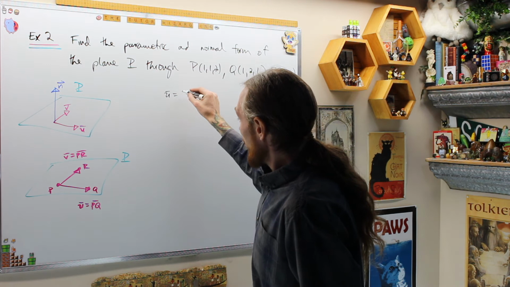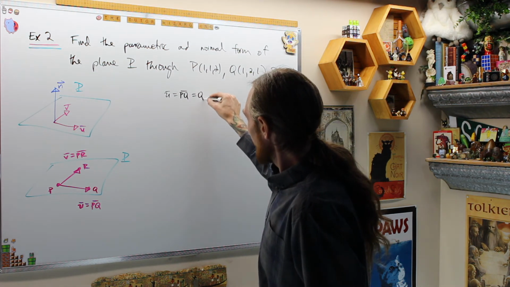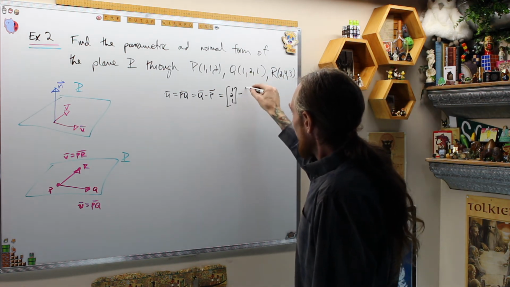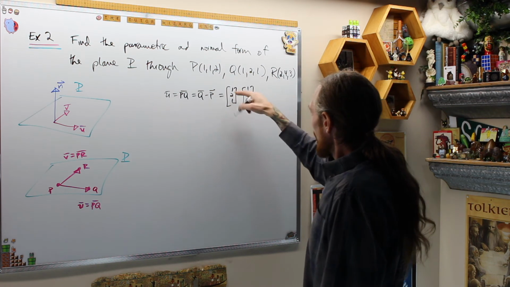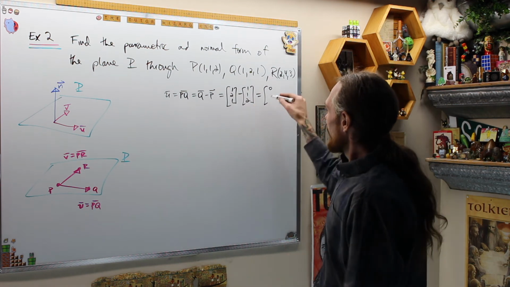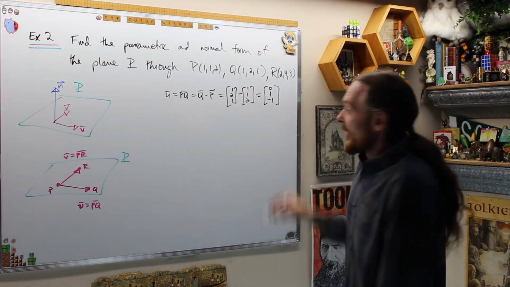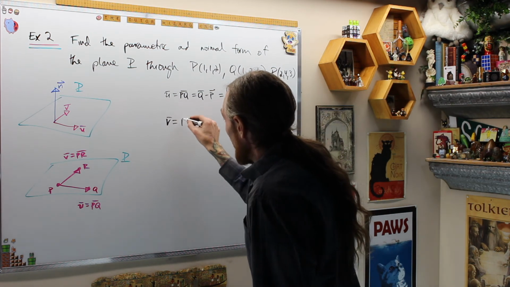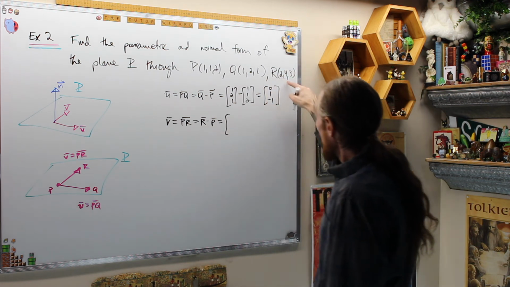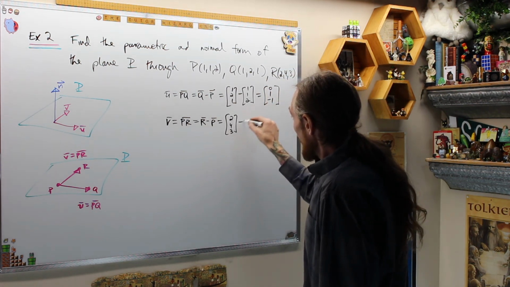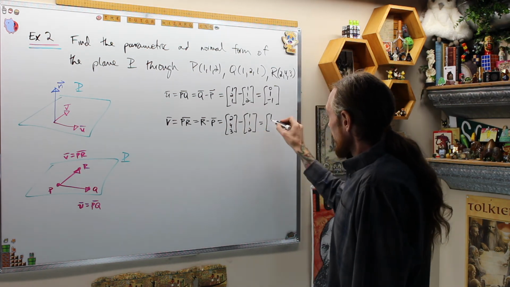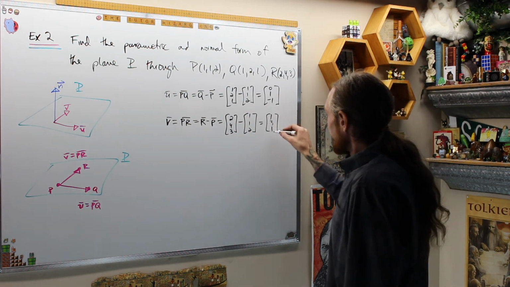For u, this will be PQ, which as vectors is q minus p, which will be as vectors 1, 2, 1, minus 1, 1, 2, which is 1 minus 1 is 0. I did it on purpose, so when I do cross product, I have a 0 coordinate. 2 minus 1 is 1, and 1 minus 2 is minus 1. Then for v, this is going to be PR, which will be as vectors r minus p, which is going to be r, which is 2, 4, 3, minus the vector 1, 1, 2 again, which is going to be 2 minus 1 is 1, 4 minus 1 is 3, 3 minus 2 is 1.